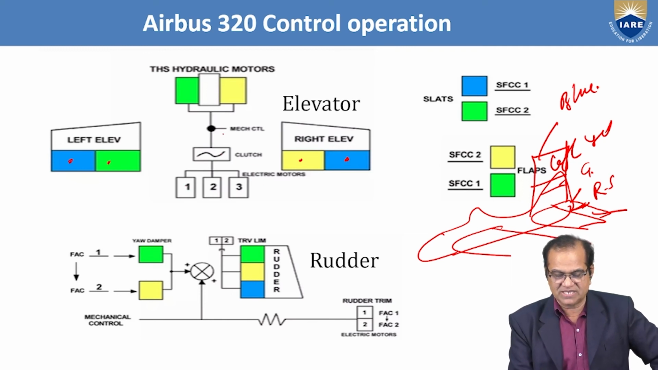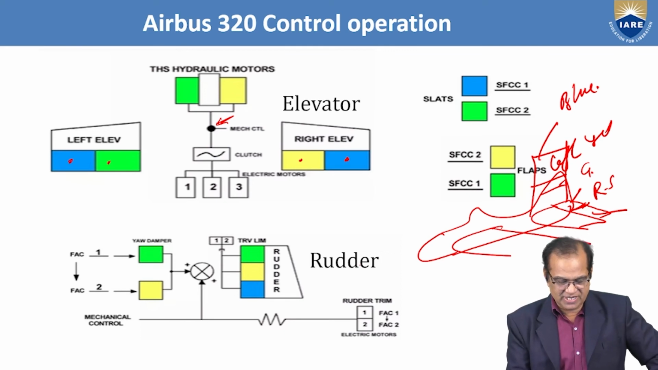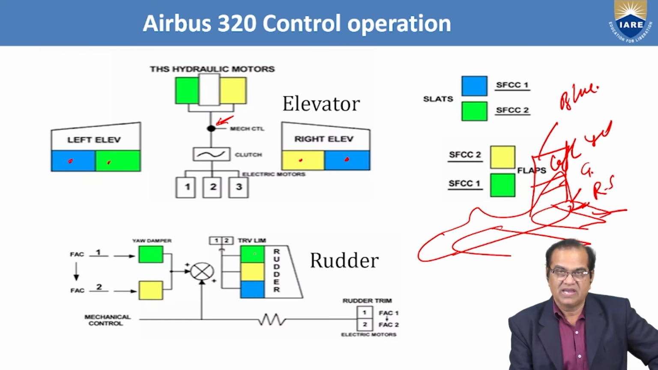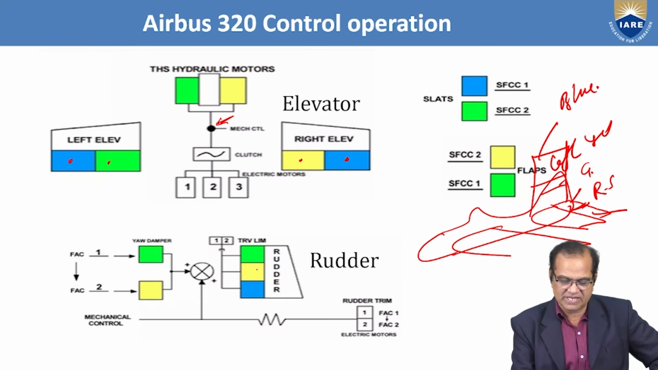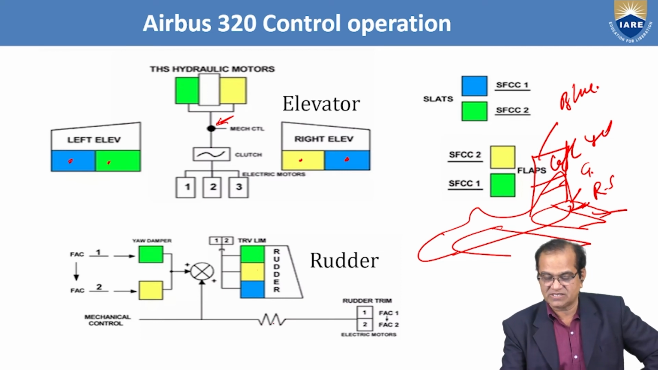Here we have the clutch, and this is the mechanical control. Here we can operate by the hydraulic motors, green and yellow. Next we have the rudder. The rudders are operated, as you can see, by the green upper one, then the yellow and blue. All the three systems are used here, and in this way it is operated.